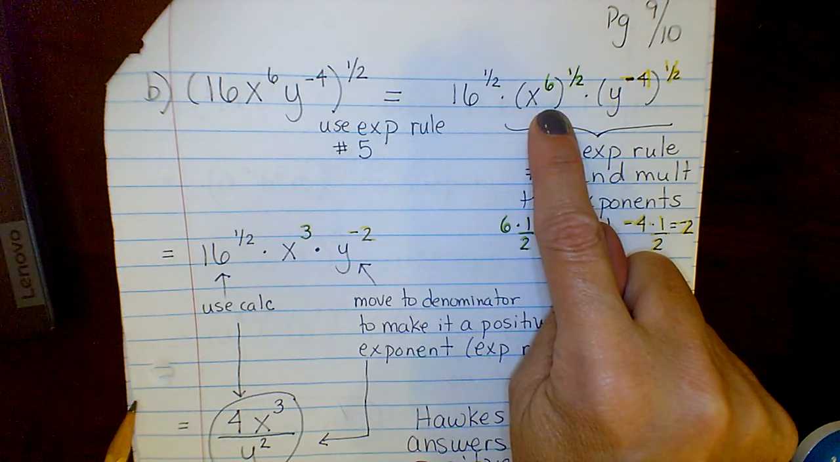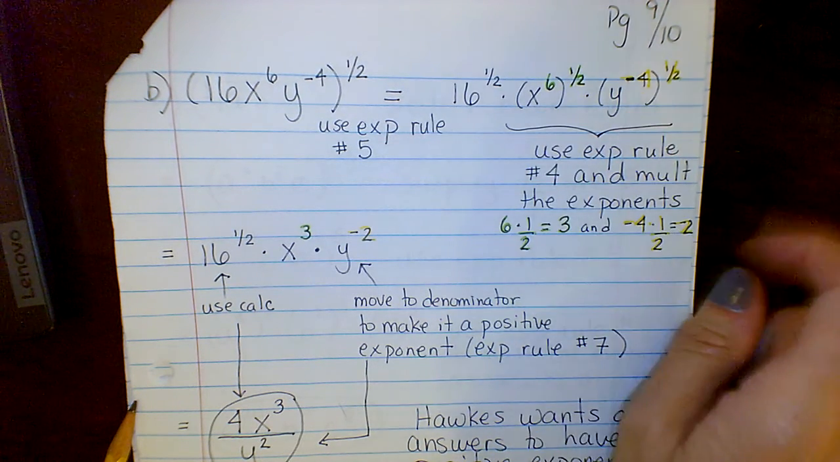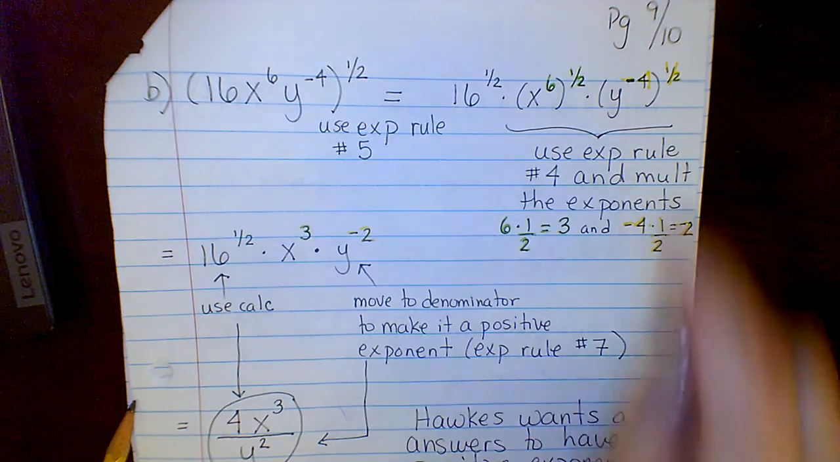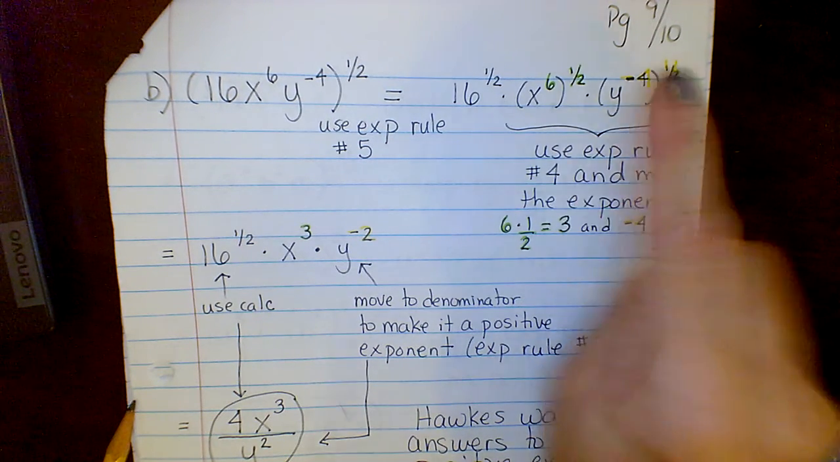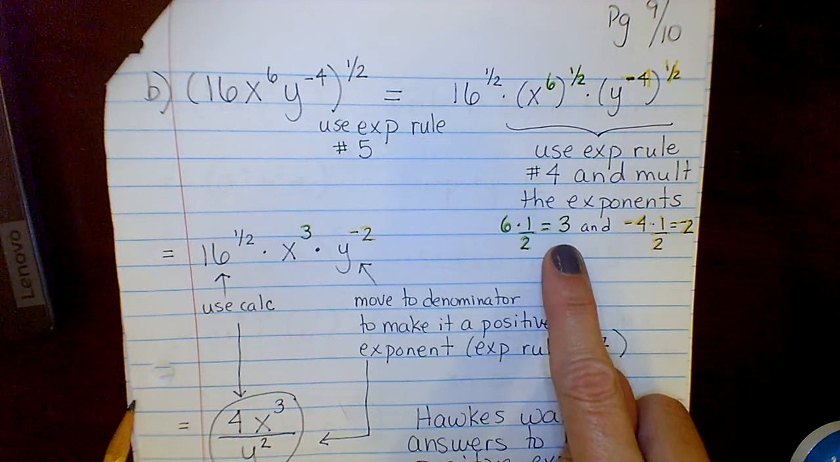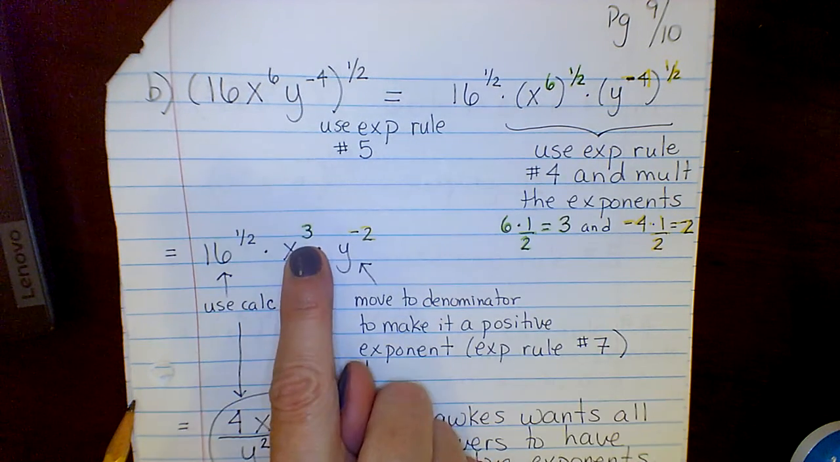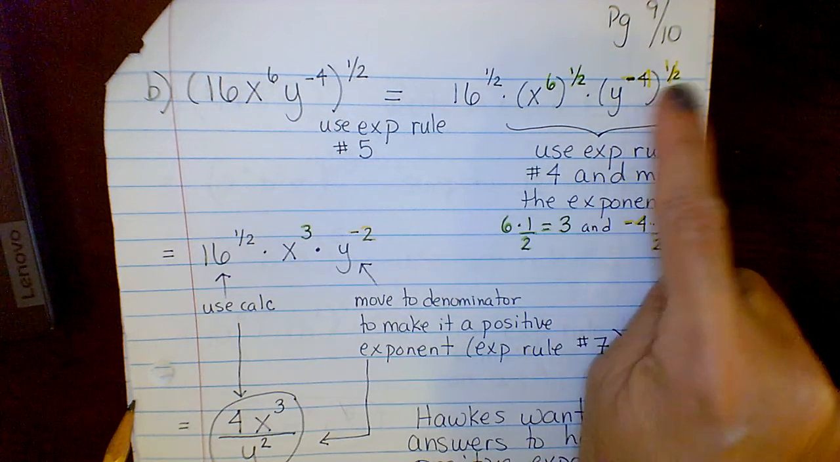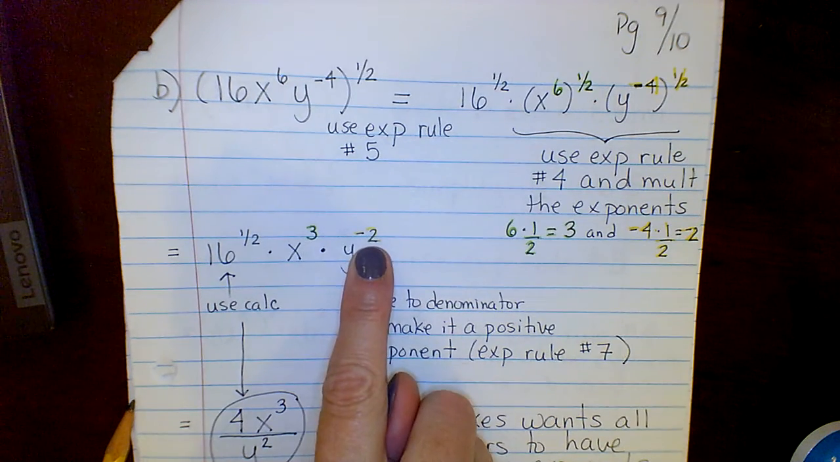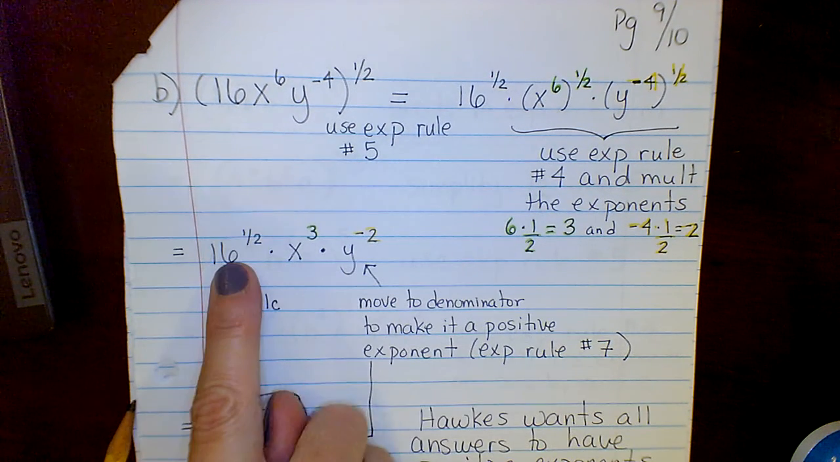For this one and this one, I'm going to use exponent rule number 4 and multiply the exponents, and I'm going to do that rule twice. So first, you can see I did that one in green. 6 times 1/2 is 3. So there's my 3. Here, negative 4 times 1/2 is negative 2. So there's my negative 2. And I just brought this 16 to the 1/2 power down.